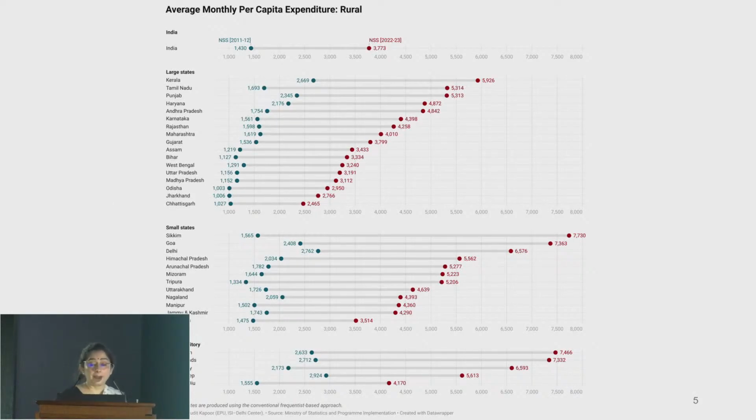First of all, massive changes in terms of the monthly per capita consumption expenditure, right? Almost 160% rural, 147% urban. That's the kind of change we have seen. And it is not confined to a few states of the country. This change is seen all over. So this presents, basically across all our states, massive increases in the monthly per capita consumption expenditure.